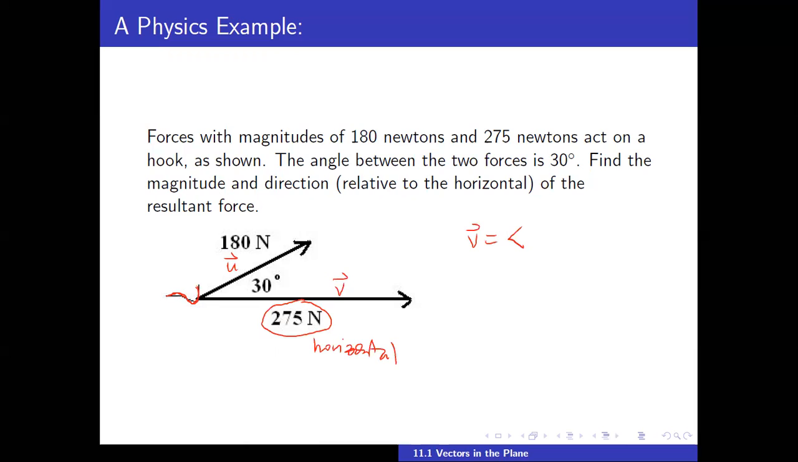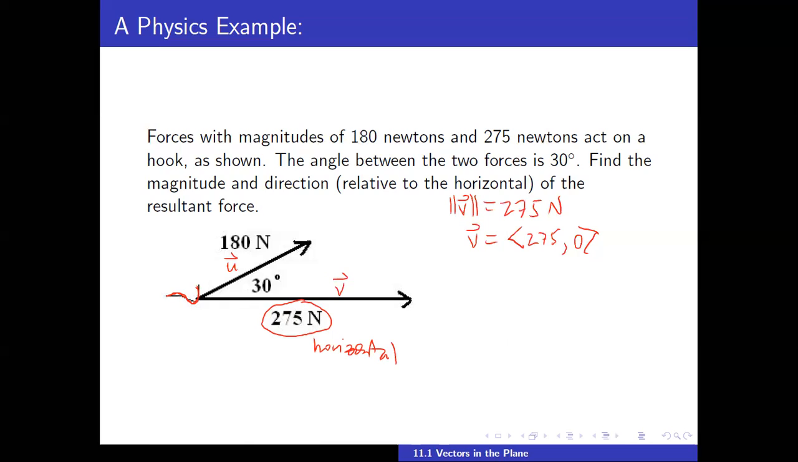0, 275? 275, 0. Okay, and the units of measurement here are actually newtons, yes? It's kind of like, if I take the length of V, for instance, if I computed the length of V here, that would be 275 what? Newtons, okay?